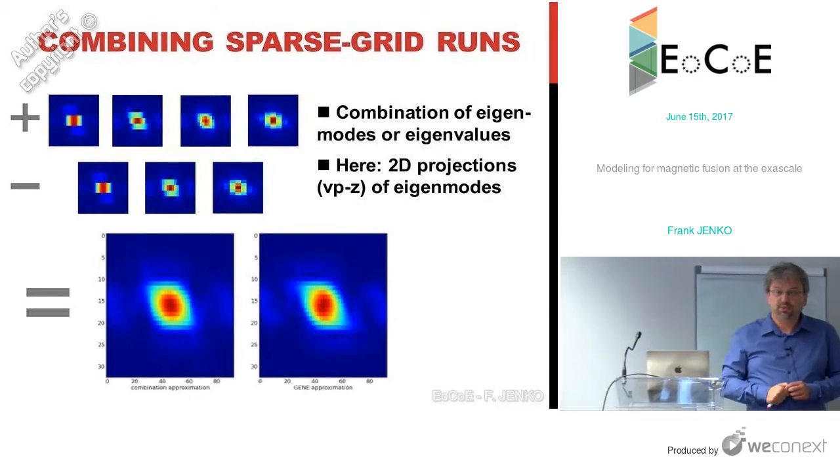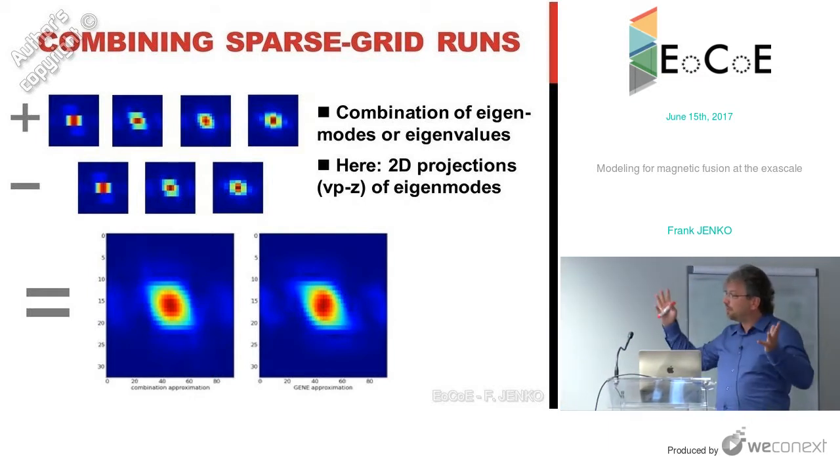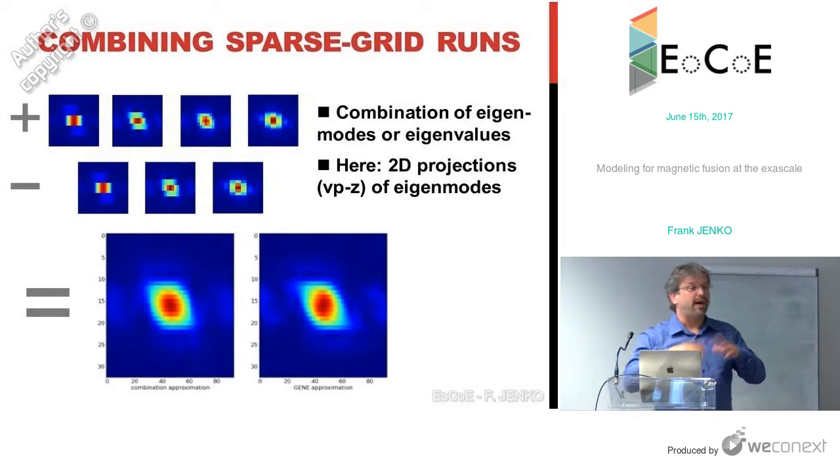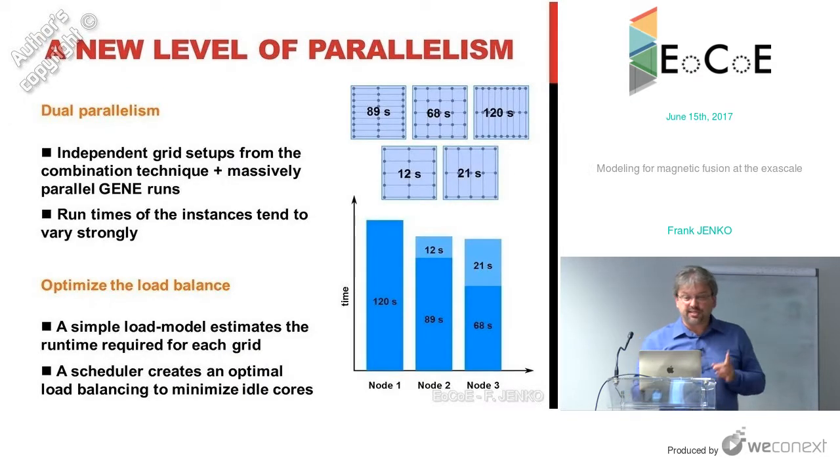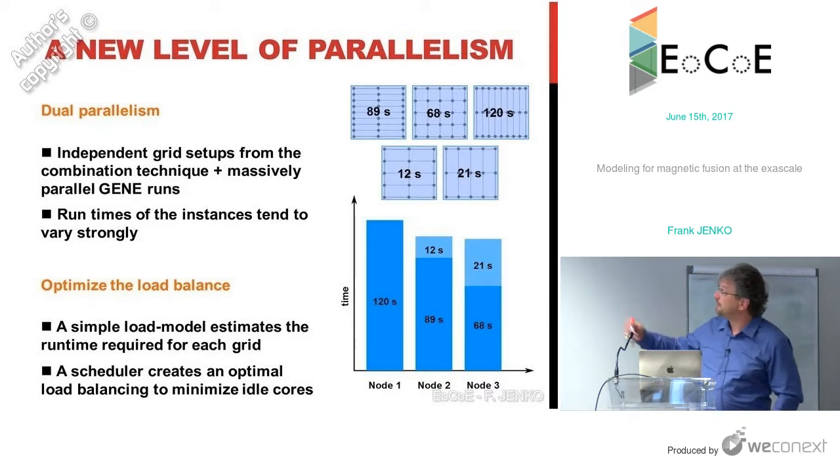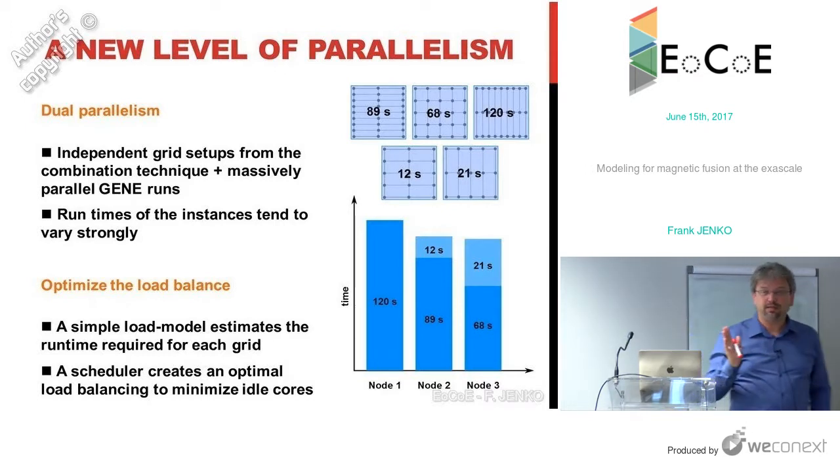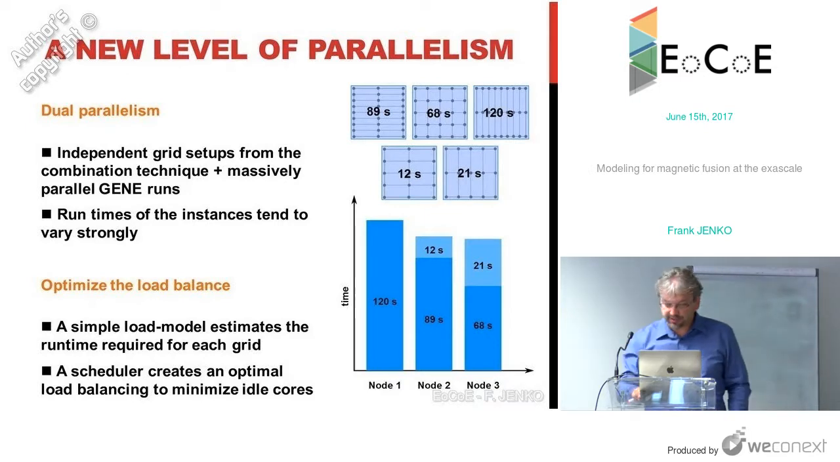In other words, you can replace the full-blown problem on a 5-dimensional, well-resolved grid by simulations on sparse grids if you do it properly. Now, this has at least 2 big advantages. The first one is you introduce a new level of parallelism. You can solve these problems completely independently of each other. That's beautiful, although you have to take care of load balancing, obviously.